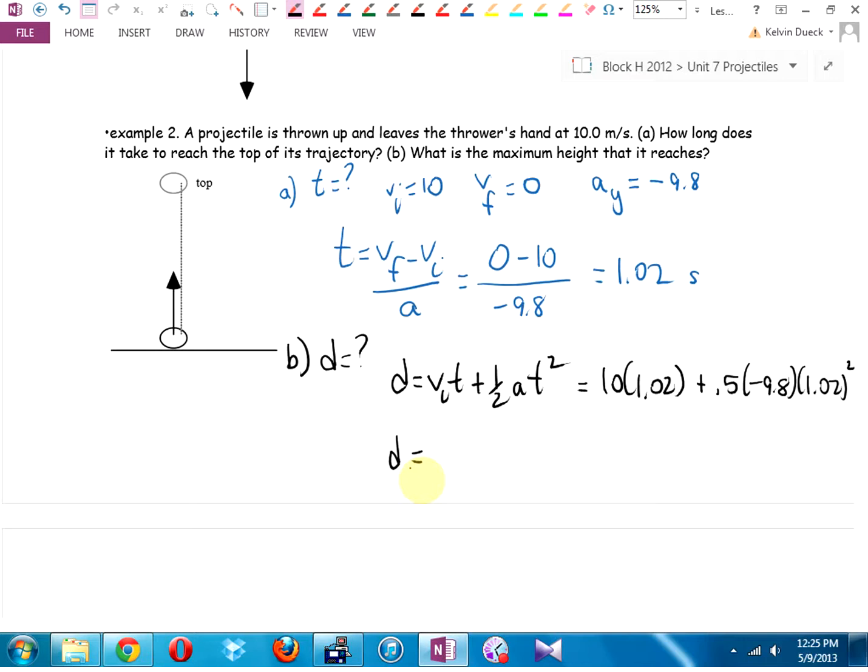Yeah, like 5 point something. 5.1. Barely higher than the ceiling. Well, 10 meters per second, not that fast a toss. This is basically somebody going with their hand. So, is it 5.1? 5.1 meters. Okay.